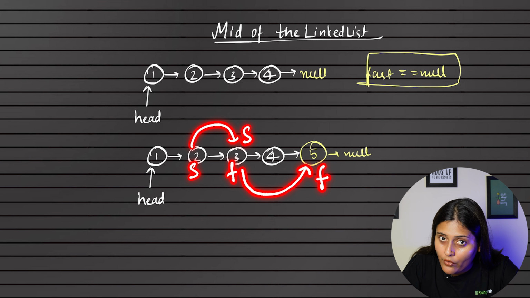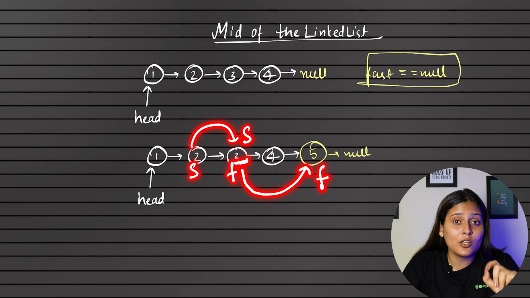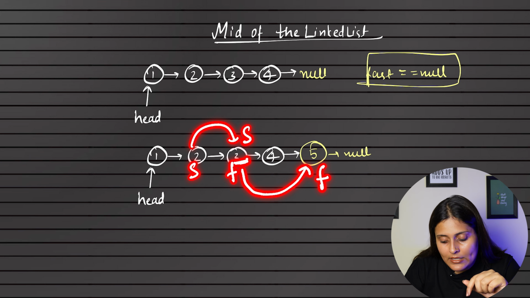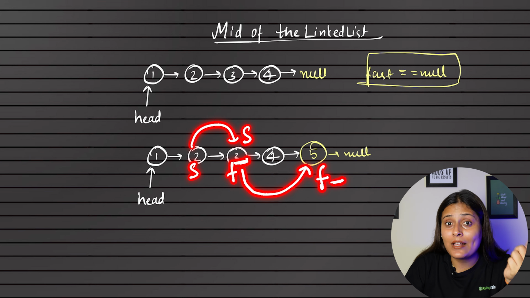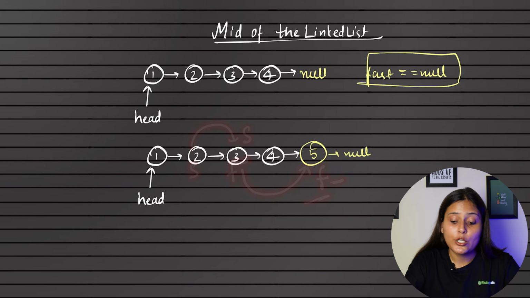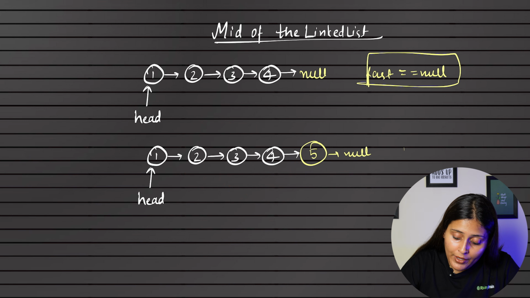So do you think we should move forward? Because slow is present exactly at the location we want. So in this case, when did we stop? When our fast was null or fast dot next was null? Definitely fast dot next. So in case of odd length, when your fast dot next becomes null, you will stop.